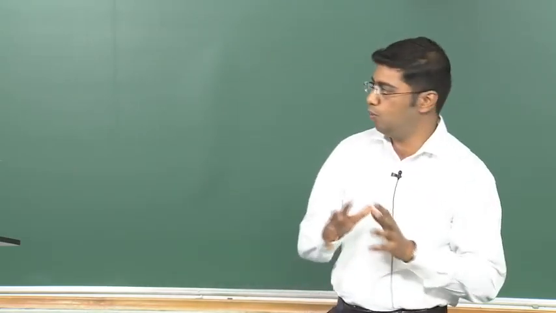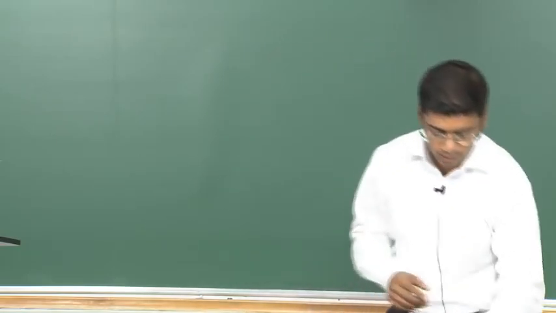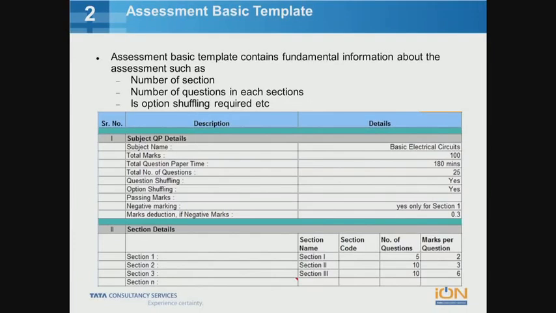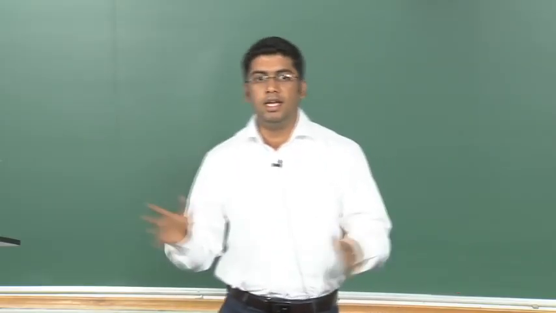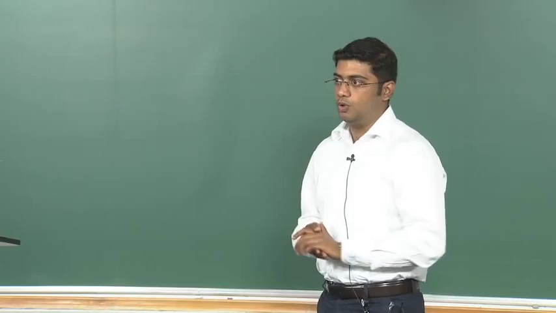That will give you hands-on experience of what the software is all about and what steps you need to follow for converting a question paper into an IGX format. The first and foremost thing a faculty or a TA has to do is fill in this assessment basic template. This is nothing more than basic fundamental data about your assessment. It has the number of sections in your final assessment and the number of questions in each section. Do you want option shuffling for each section, each question? Do you want question shuffling as a whole, so that when candidate A sits next to candidate B, they get different numbering? The first question here will be the 5th question there. This is one type of option.